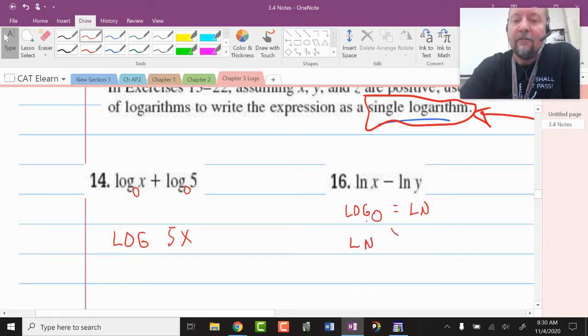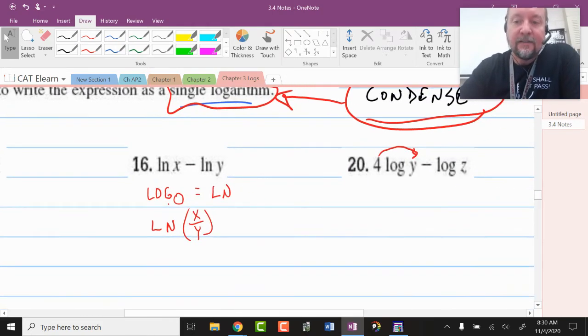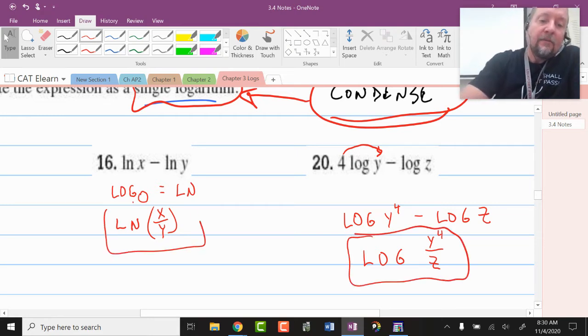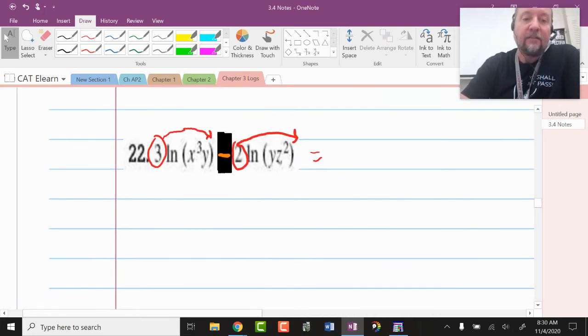And then this is just ln of x divided by y, not ln of x over ln of y. No, single logarithm. The subtraction rule means divide, I guess is the best way I could say that. I don't know if I said that perfectly right, but basically you got to get to know the rules and do them correctly. First thing is that 4 becomes a power. And then we can go ahead and divide. Single logarithm, y to the fourth over z, not log y to the fourth over log z. We will see something coming up, but it's called the change of base formula.